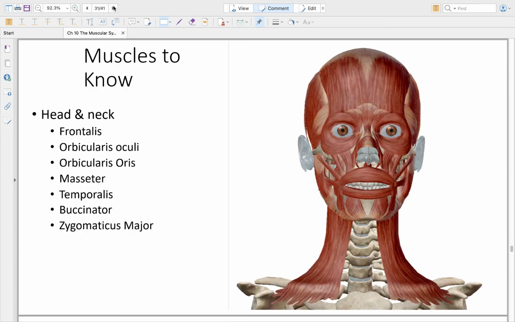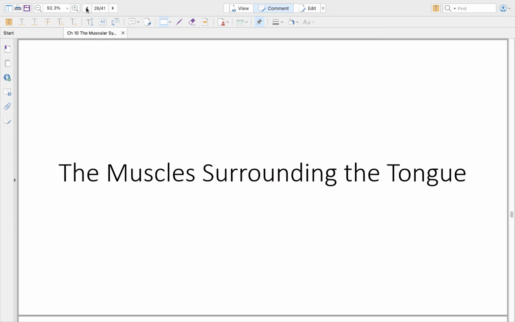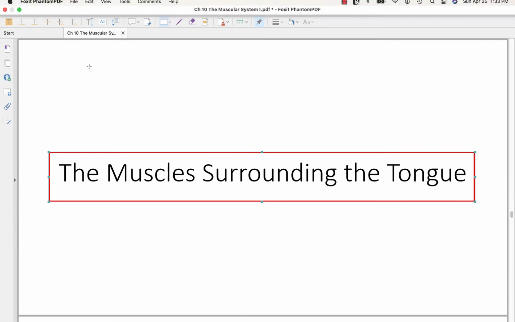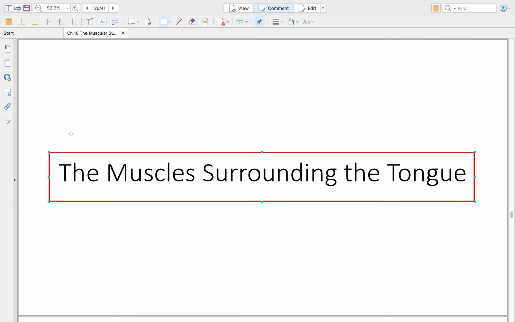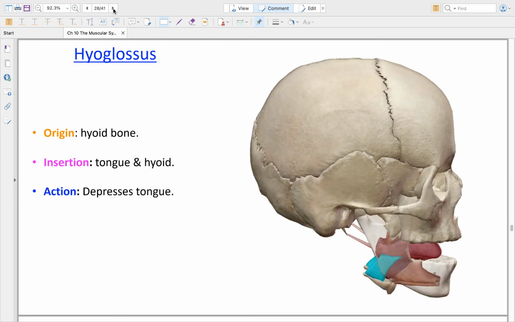All right, so the muscles to know: Frontalis, Orbicularis oculi and Oris, Masseter, Temporalis, Buccinator, Zygomaticus Major, and the muscles surrounding the tongue, including the tongue itself. Okay, so make sure you add those to our list.